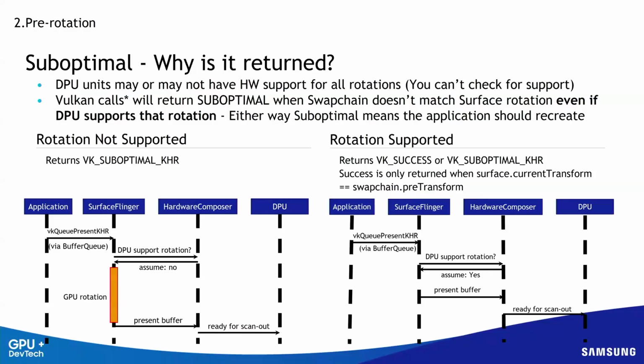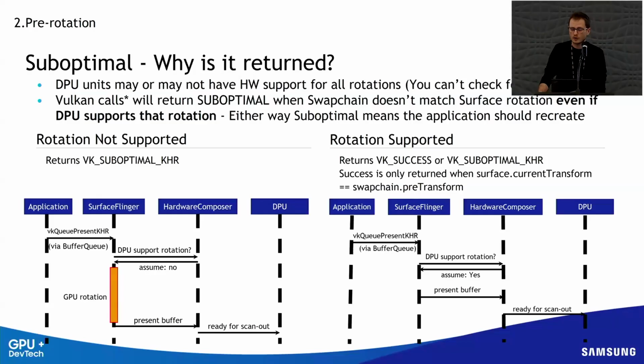If it cannot, it will get back to the SurfaceFlinger, which will then set up the render pass, do the pre-rotation, I guess rotation at this point, do the rotation, and then query the hardware again. Can it present? Most likely, yes, you just did the rotation, then it gets to the screen. That will always return suboptimal.